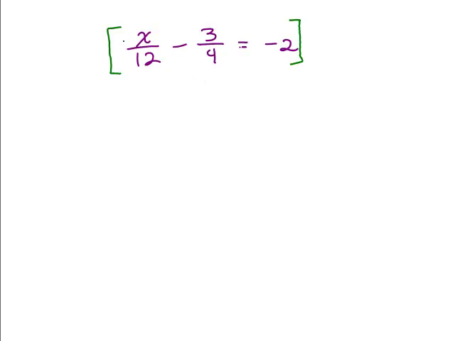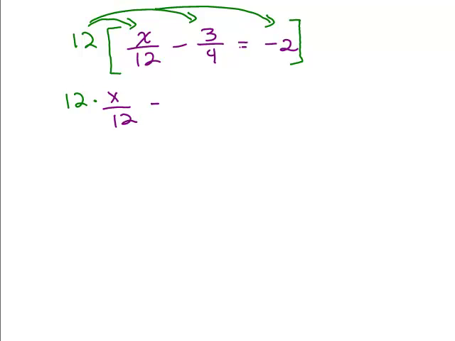All right, so my way of doing it, a little unorthodox, is just putting braces around the whole thing, and I'm going to multiply all the terms by 12. So I have to distribute the 12 to all the terms on each side of the equation. So this gives me 12 times x over 12 minus 12 times 3/4 and 12 times -2.